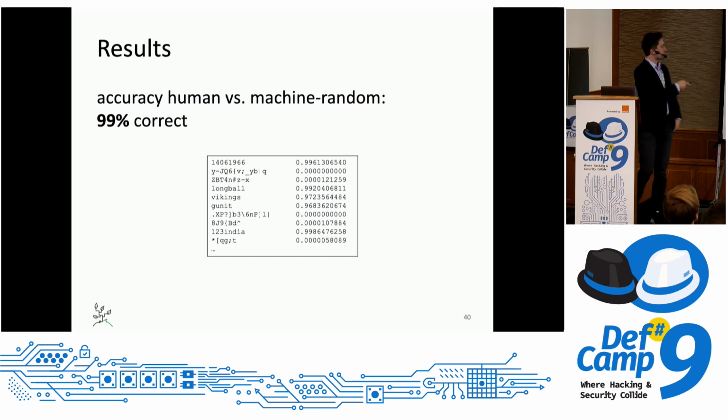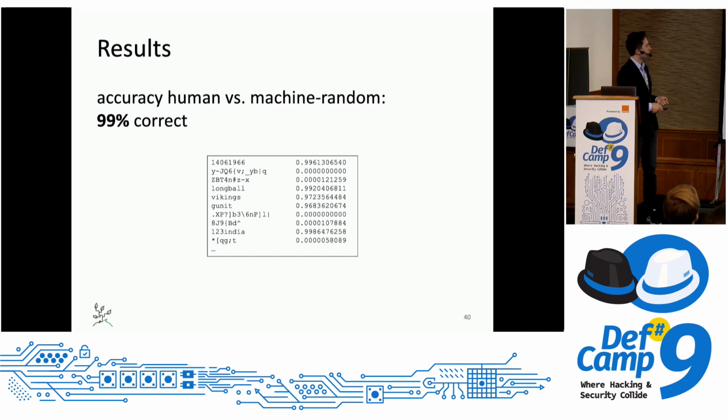And this is some kind of output here. So basically, this is a date, a typical human date, and it says it's 99% human. This is a completely random string. It says 0% human. This is a human word here. It says 97% human. So it's very accurate. It's very good at deciding if something was created by a human or by a machine.